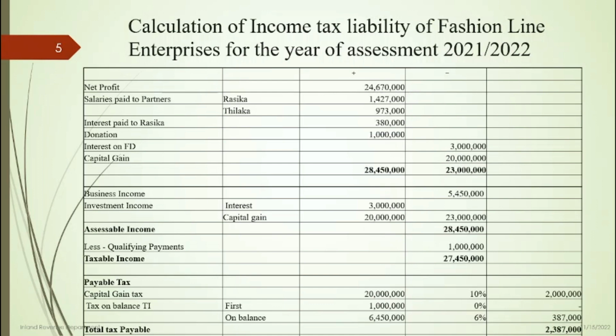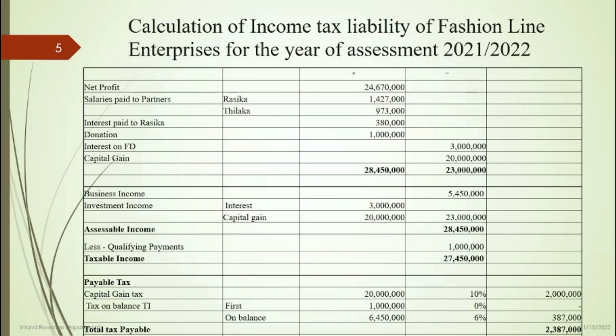We can deduct qualifying payments from the assessable income to calculate the taxable income. After deducting that 1 million, the partnership will have 27,450,000 as their taxable income. Now we have to apply relevant tax rates. Since they have capital gain, we have to separately identify that gain and apply 10% on that gain. When we apply 10% on the capital gain, the tax will be 2 million.